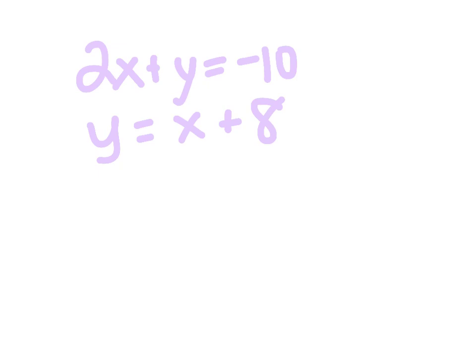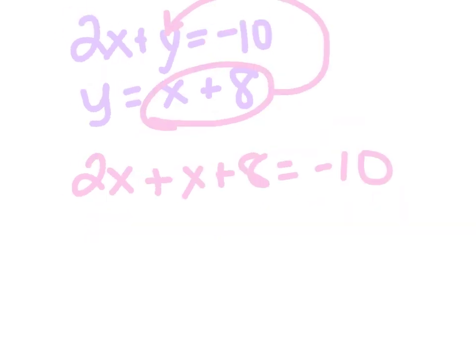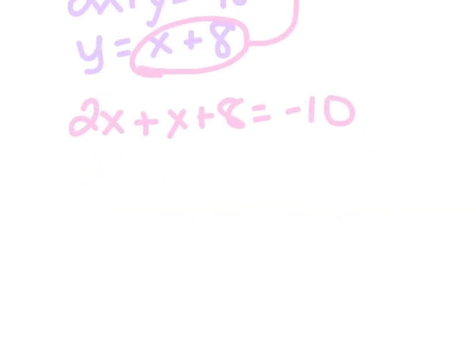Here is another example of solving systems of equations with substitution. So we have 2x plus y equals negative 10 and y equals x plus 8. Since y equals x plus 8, we are going to take that and substitute it back into the top equation. So now our top equation becomes 2x plus, instead of y, x plus 8 equals negative 10. From here, we are going to solve like normal.